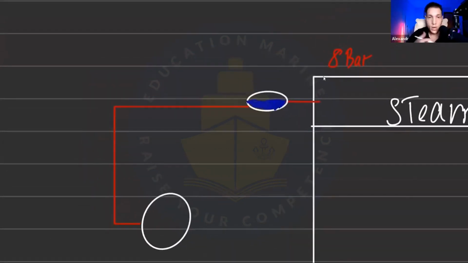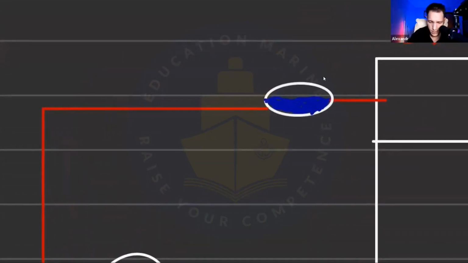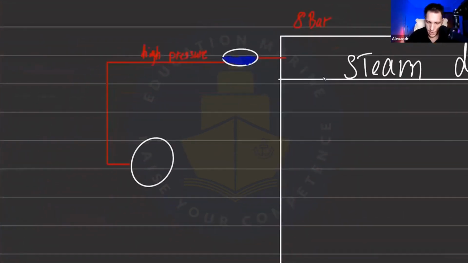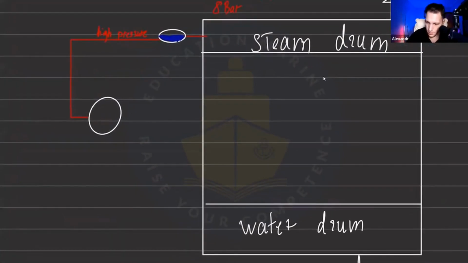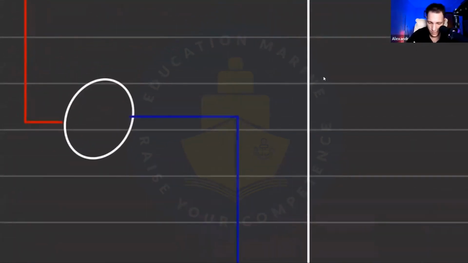Why did I draw that in red color? Because this is actually the high pressure side. So it's about 8 bar. Now from the bottom part, from the water drum, there's also a connection to our DP transmitter. That's actually low pressure.